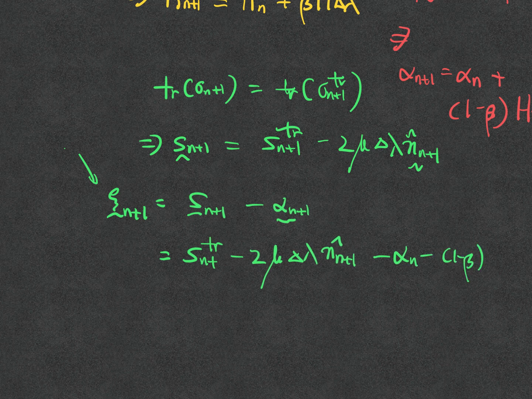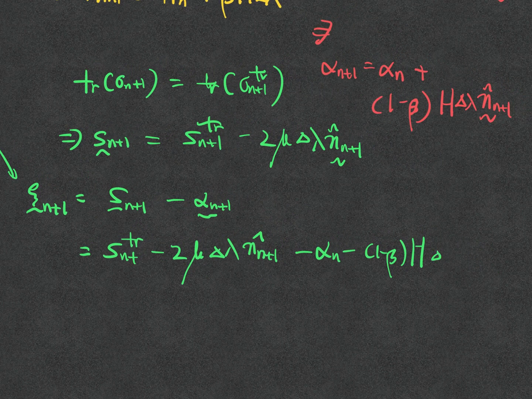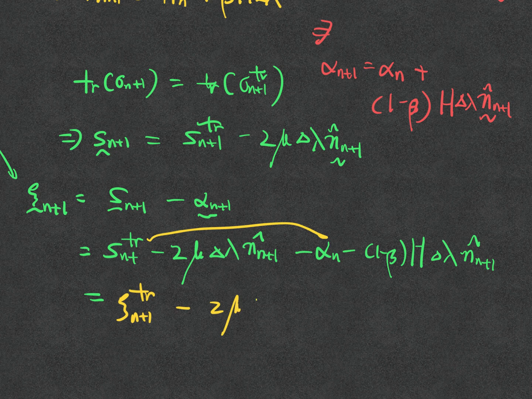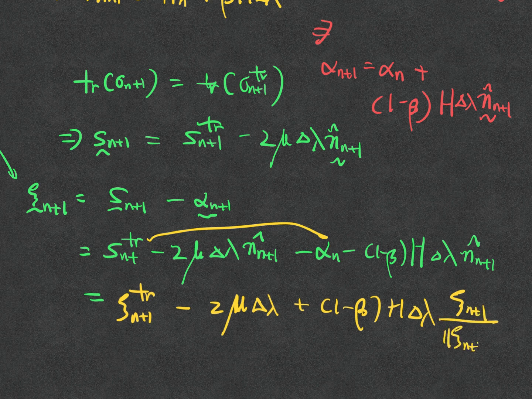I basically just substitute the whole thing that we talk about here. And that will lead to, if I put these two terms together, then I will have the trial stress of the S minor lambda, S minor alpha, and then the second term would be equal to 2 times the shear modulus times delta lambda plus 1 minor beta h delta lambda, and this divided by the magnitude of the difference.